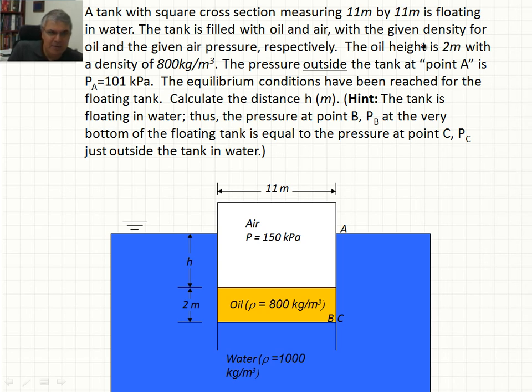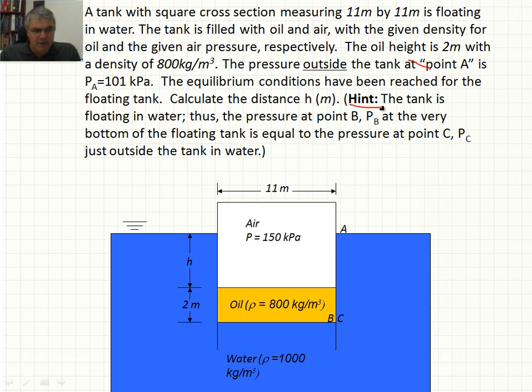in the problem. I give you a hint here. The tank is floating in water. Thus, the pressure at point B, P sub B, at the very bottom of the floating tank is equal to the pressure at point C, P sub C, just outside the tank in water.